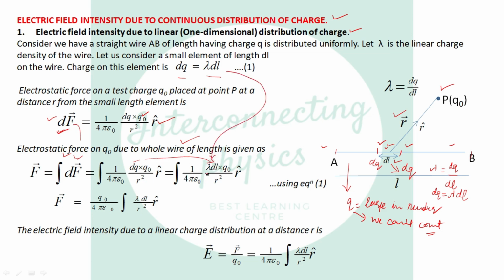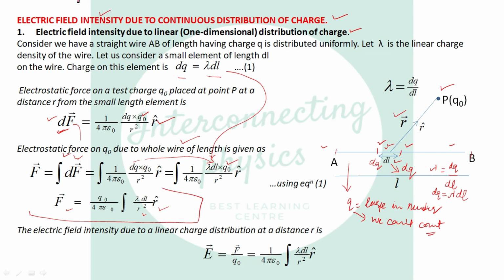Now take constant terms outside the integration. Q0 is constant, 1 over 4 pi epsilon naught is constant, so they can be taken out from the integration, and we are left with integration of lambda dl divided by r square into r cap. Now the electric field intensity, because we have to calculate the electric field intensity. If you want to calculate the force, then this derivation will end at this point.